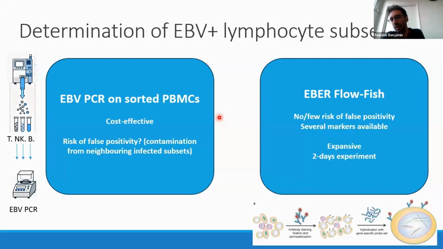The drawback is that it's quite expensive, and it's a today's experiment, but it remains a robust way to find where EBV is located.